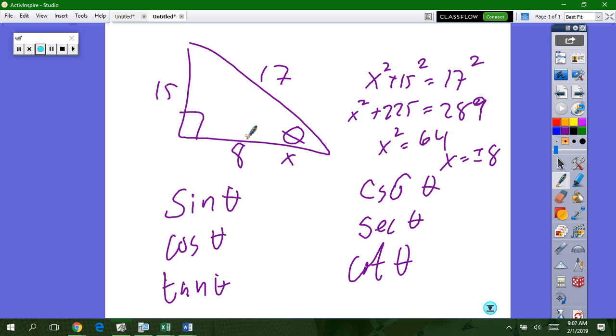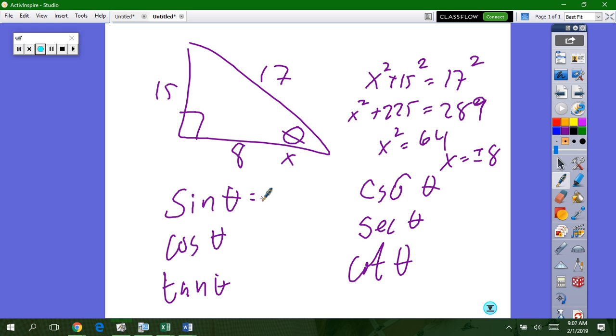Could I now do all 6 trig functions because I have all 3 sides of the triangle? Remember, sine is SOH. What is SOH? Opposite over hypotenuse. If I'm standing here, that's where theta is at. This side would represent my opposite. What if I'm standing up here? Who's my opposite? It depends on where I'm standing. But this is always my hypotenuse, right?